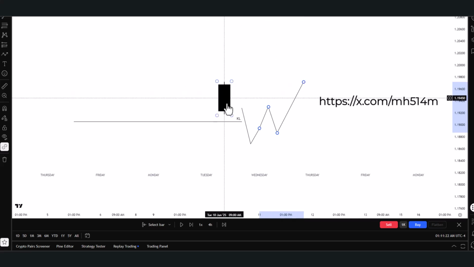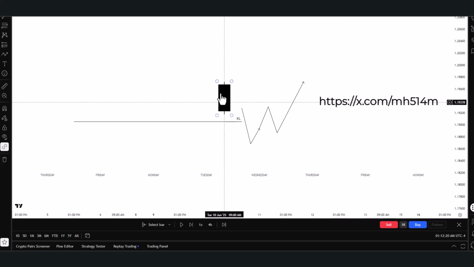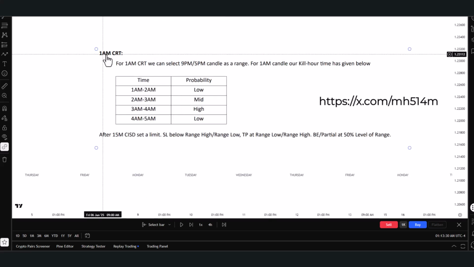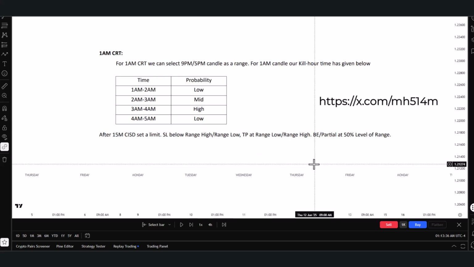And always choose a healthy candle as a CRT. A long wick and a small body as a CRT will fail. A strong body with a small wick as a CRT is more preferable. Here is the 1 am CRT. For the 1 am CRT, we can select the 9 pm or 5 pm candle as a range. For the 1 am candle, our kill hour times are given below.